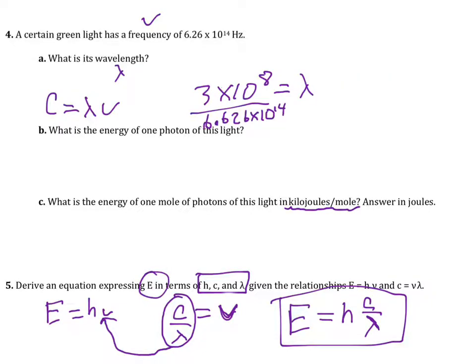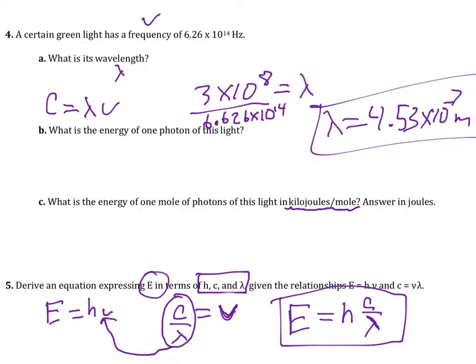And we end up with this situation here, where lambda is equal to 3 times 10 to the 8 divided by 6.626 times 10 to the 14. So let's plug that in our calculator. And that's our answer. All right, let's go ahead and look at letter B here. So what is the energy of 1 photon? So it's asking for the energy of 1 photon. And again, the equation that we have for energy solves for the energy of 1 photon.